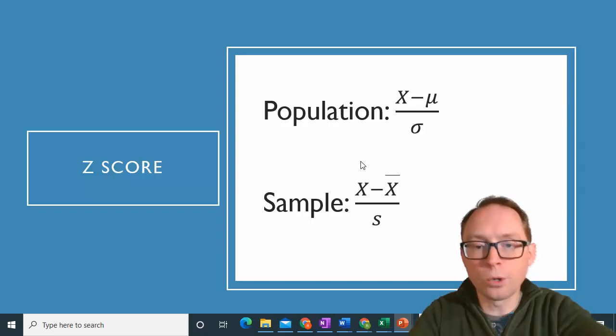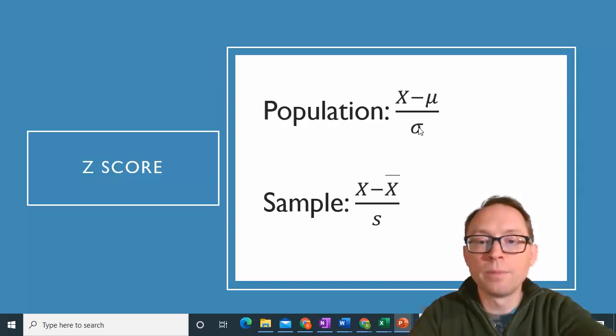So let's go ahead and take a look at this. For the population, we're just using these parameters, mu and lowercase sigma, the mean and the standard deviation. In the sample, we use x bar and S, making sure that we have calculated the sample standard deviation correctly, when the variance is divided by n minus 1 instead of just n. Remember, we talked about that last time.